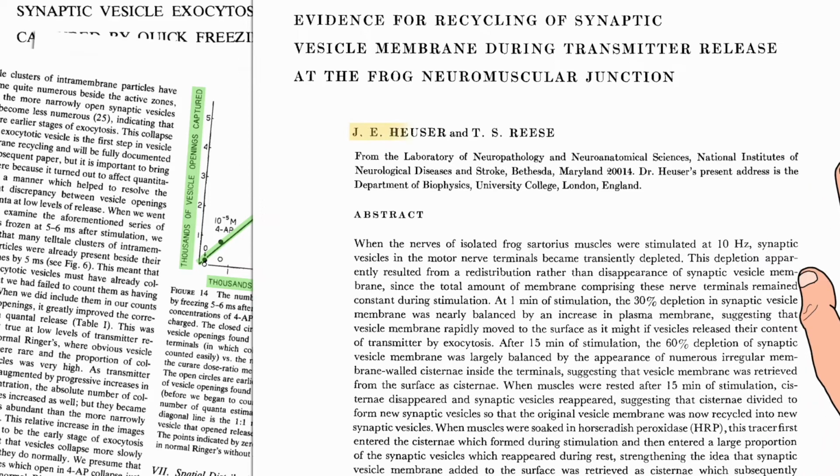In an earlier paper in 1973, Heuser and Reese were able to show experimentally, again at the neuromuscular junction of frogs, that the vesicles are recycled by endocytosis. An important question for them to answer was, under constant stimulation and presumably fusion of the membrane, how can the presynaptic terminal keep a constant surface area if the vesicle area adds onto it?